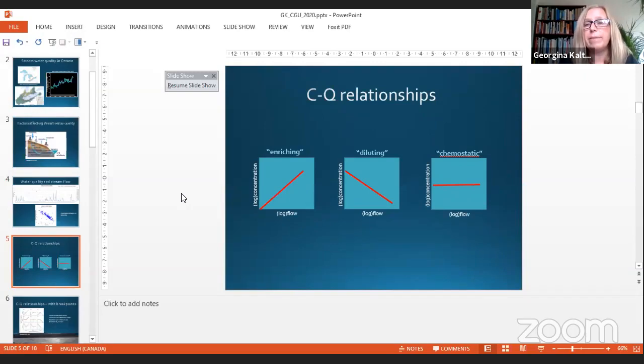There are three main ways that the CQ relationship can manifest itself if you're considering only a monotonic relationship. You can see an enriching pattern, which is when concentrations increase with increasing flow. You can see a diluting pattern, when concentrations decrease with increasing flow. And you can see a chemostatic pattern, which is essentially where there's no relationship between concentration and flow.